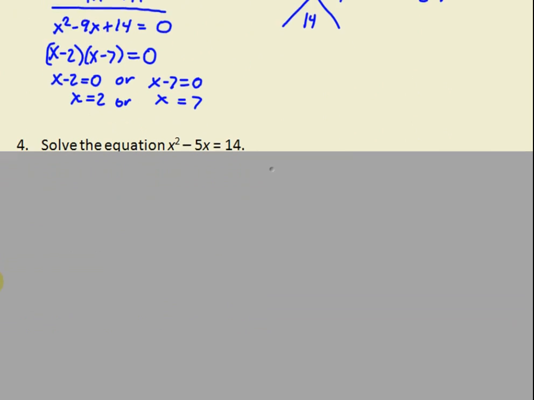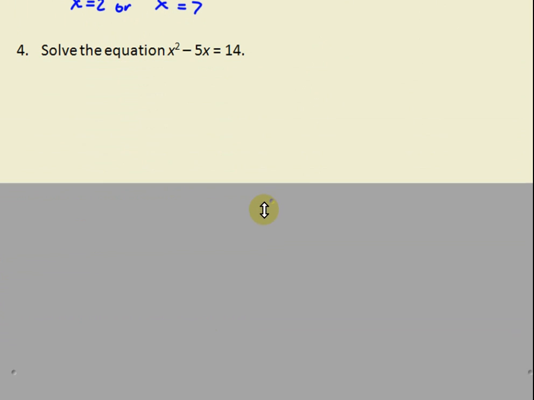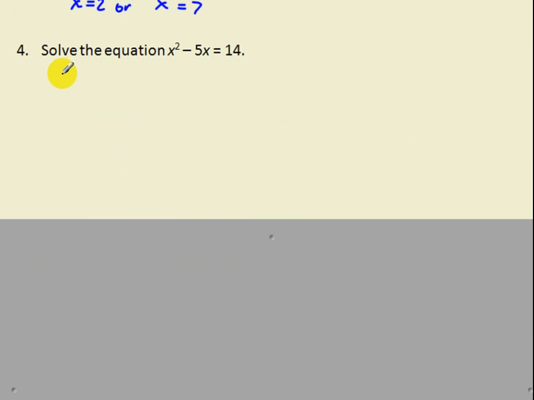Okay, number 4 is going to be a little bit similar here. We have x squared minus 5x equals 14. Again, we want to get all of our terms to one side so that we can set this equal to 0. In this case, we need to subtract 14. So it's positive on the right-hand side of the equal sign. It will become a negative 14 on the left-hand side. But now we have our trinomial, our quadratic, equal to 0. So we want to see if we can factor this.